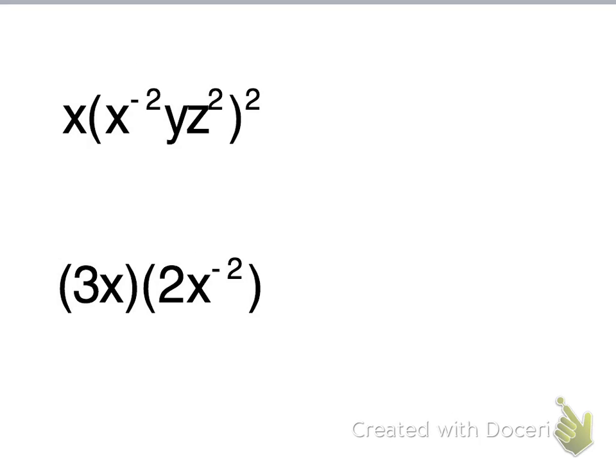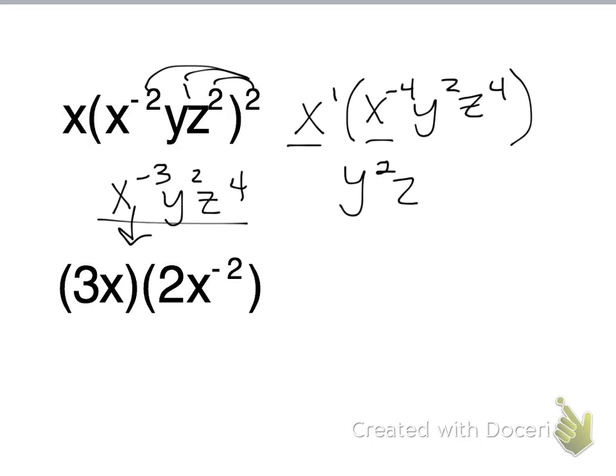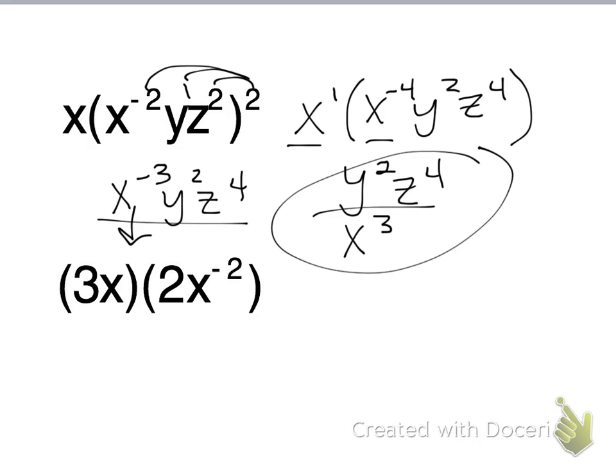For this one, you have to make sure everything has an exponent, so I'm going to distribute this negative 2. I'm going to have x to the 1 times x to the negative 4 times y squared times z to the 4th. When I multiply things with the same base, I can add their exponents, so 1 plus negative 4 gets me negative 3. I can't have a negative exponent, so I have to drop it, and I'm going to have y squared z to the 4th over x cubed. And there's my answer. Nothing can be moved, nothing else can be simplified.